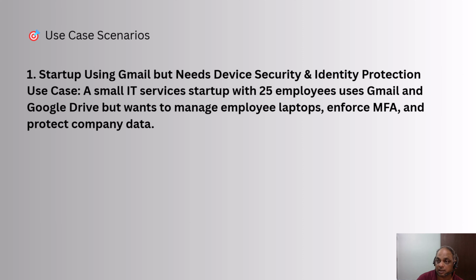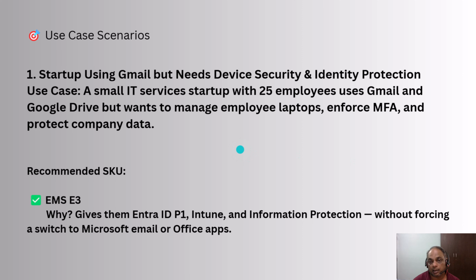If the company wants to manage employee laptops, it will need Intune. It wants to enforce MFA and protect company data. So it needs to enforce MFA, which can be done with P1 as well, and protect company data, which is advanced security. So what subscription will this company get? Recommended is EMS E3, Enterprise Mobility Security. Why? Because it gives them Entra ID P1, which we discussed, Intune and information protection without forcing a switch to Microsoft email or Office applications. Okay, so this was good.